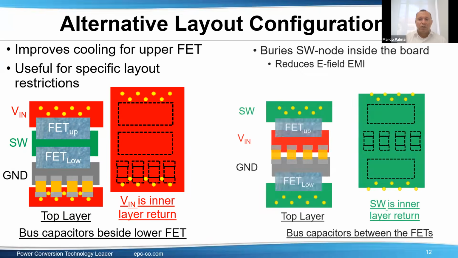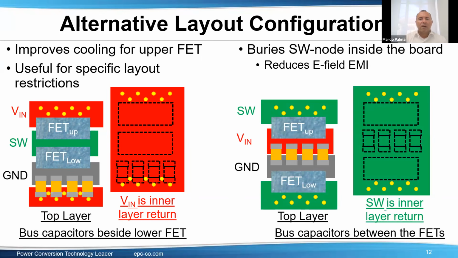On the right, we show a layout where the bus capacitors are located between the FETs, and the return becomes the switch node. In this case, the switch node becomes buried between electrically quiet planes and thus can reduce EMI. Again, remember the green is the switch node, the gray is the ground, and the red is the input voltage, and the inner layer now is the switch node.